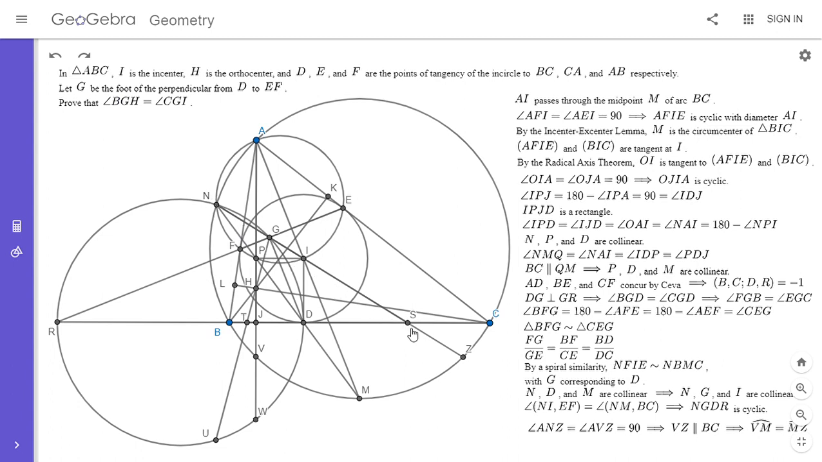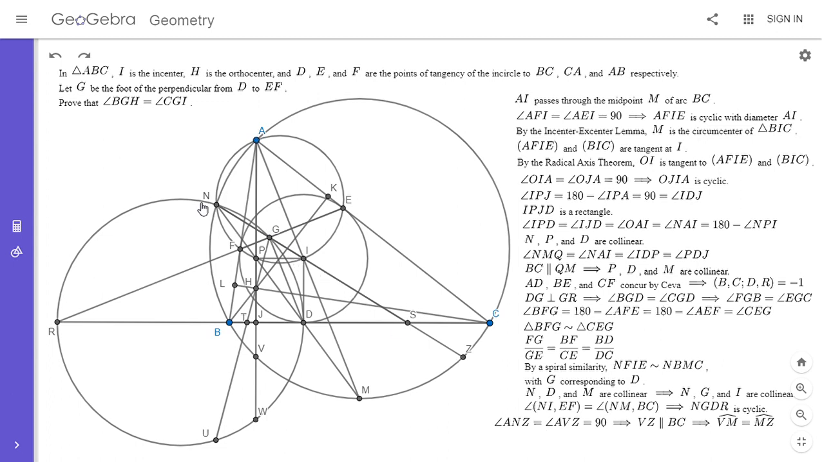That's where NS meets the circle. All right, so first I'm going to start out with an angle chase here that shows that arc, so you'll see later what I'm doing. I'll explain it more fully. But angle ANZ has to be 90 degrees since angle ANI is 90 degrees.